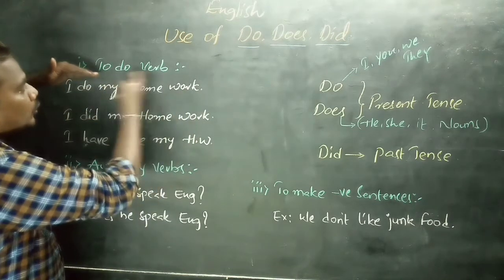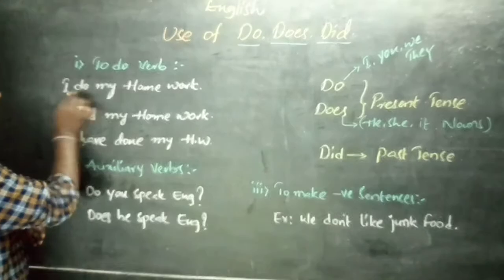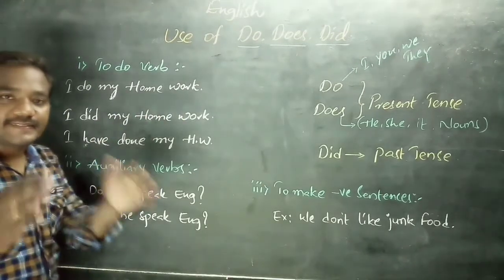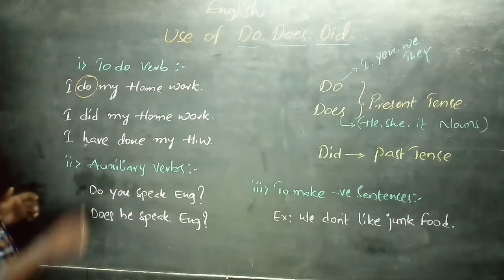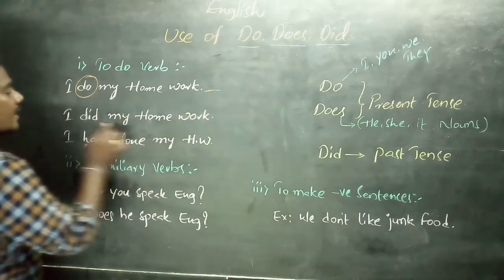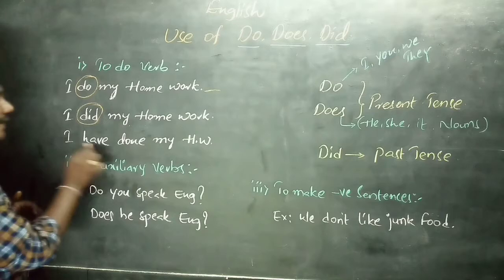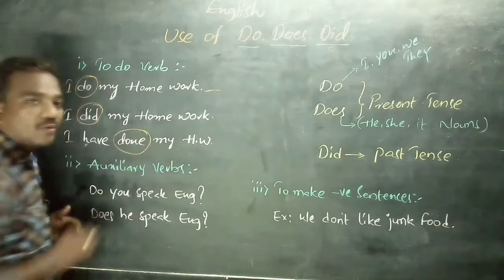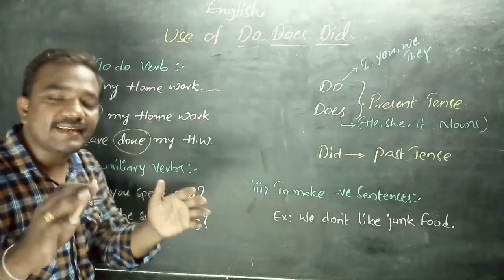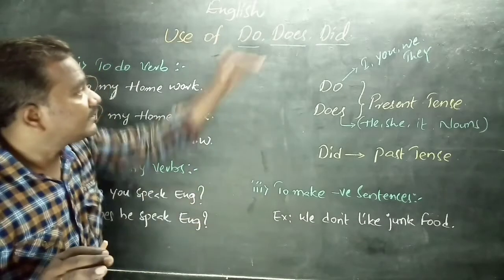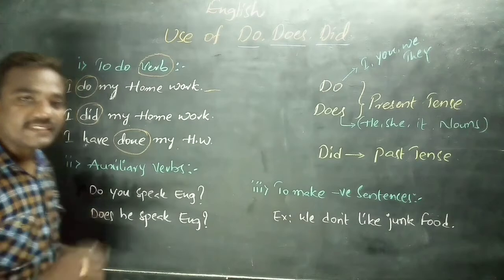Do, does, did can be used in various situations. To do work, we can use it as to do work. Example, I do my homework. In the sentence I do, I use the word do here. And second example, okay, I did my homework. And moreover I have done my homework. Here do, did, done, these three are the words which can be used like verb forms in the given sentences.